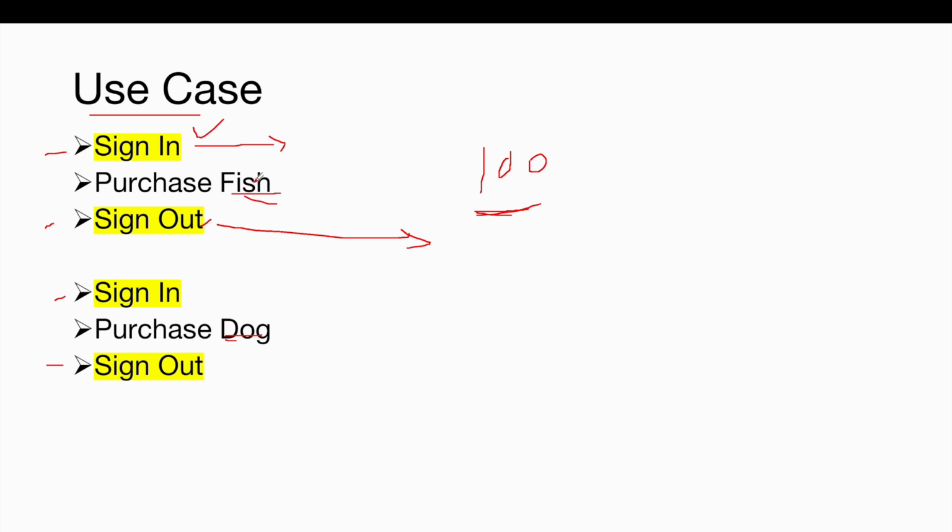While purchasing the fish, we can call the same sign in steps, and while purchasing the dog also, we can call the same sign in steps that we record and keep in some controller, right? Similarly, sign out also, we can keep it in some controller, and then we can call that whenever it is required. After every purchase we are logging out, so we can call it. Now let us practically understand how we can use the module controller for this particular use case.